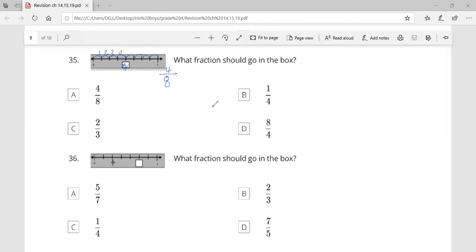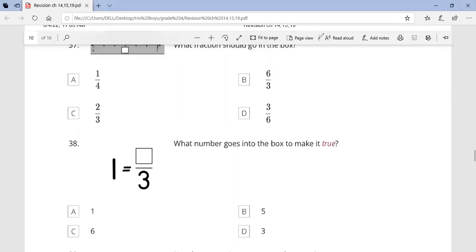Okay, the next one, number 36, the same. 1, 2, 3, 4, 5, 6, 7. Here is a 7. The denominator is 7. How many parts? It is 1, 2, 3, 4, 5. To reach this box, you get 5 out of 7, and so on. Here is the same way. Number 37, the same.